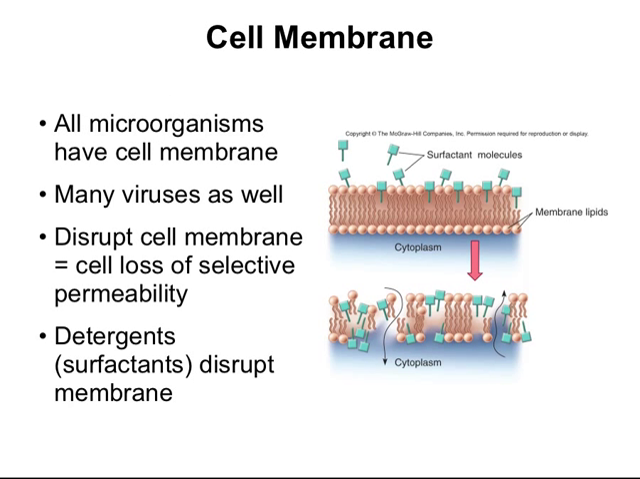Next, cell membranes can be affected by the antimicrobial agent. As you'll recall, cell membranes provide a two-way system of transport across the membrane. If the cell membrane becomes destroyed, that means that the cell cannot prevent loss of vital molecules that it requires for survival, nor is it able to bar entry of damaging chemicals. So, all microorganisms have a cell membrane. Many viruses have a cell membrane also.